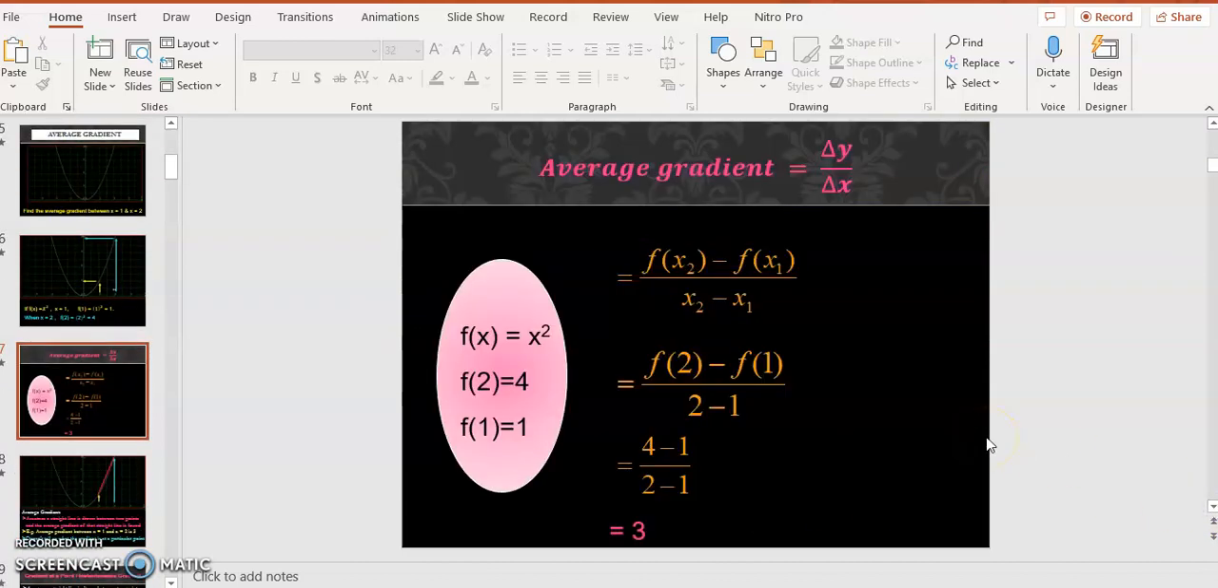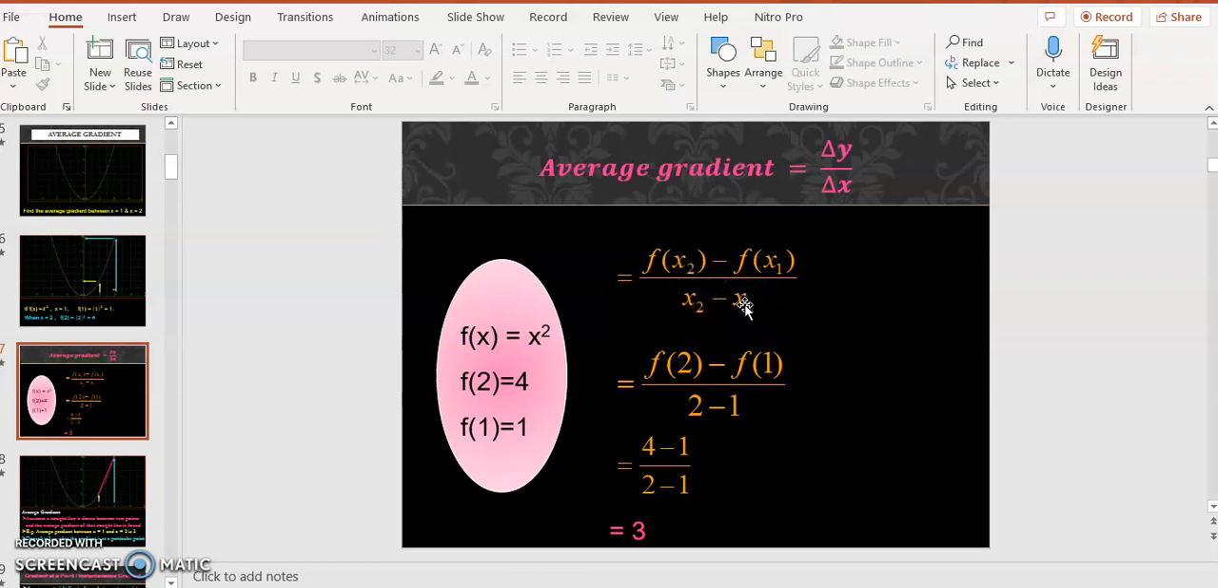Okay. Now we are going to find the average gradient. When we're finding a gradient, we said y2 minus y1 over x2 minus x1. Another name, we can call it dy dx. That is changing y over changing x. And remember, I've already told you that the y2, we can write it as f of x2, minus y1, we can write it as f of x1, over x2 minus x1.